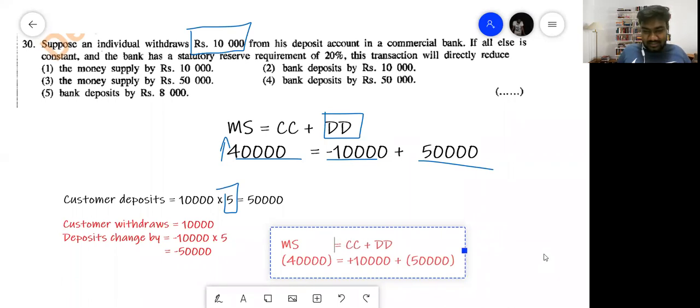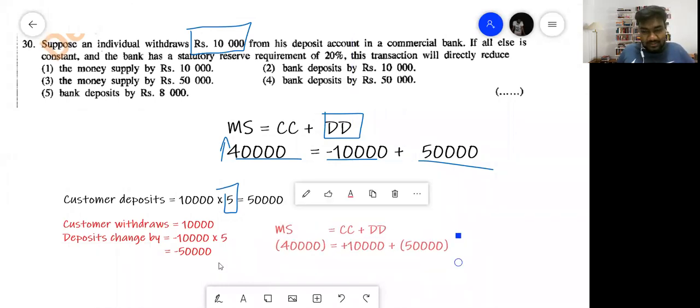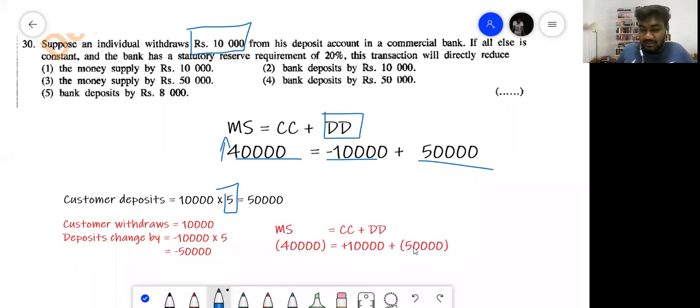Check? No. The basic question, guys, is not that hard. Okay. That's how that works. So then what is the answer? The answer has to be either money supply decrease by 40 or demand deposits fall by 50. One of these. Any of these is correct.